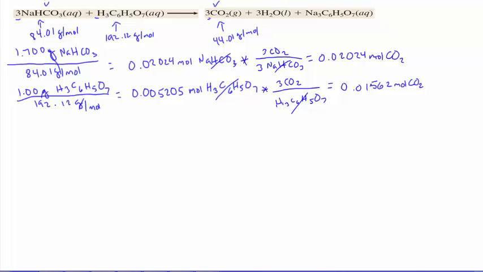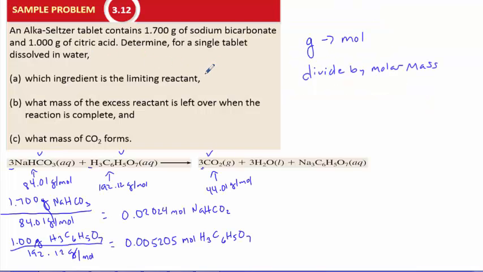So between the two of these, we made less product, less carbon dioxide when we used the citric acid as the limiting reactant. So that must be our limiting reactant. So citric acid is our limiting reactant. Now not only do we know what our limiting reactant is, so we've answered that question, but we also know how much carbon dioxide forms, but the question is what mass.